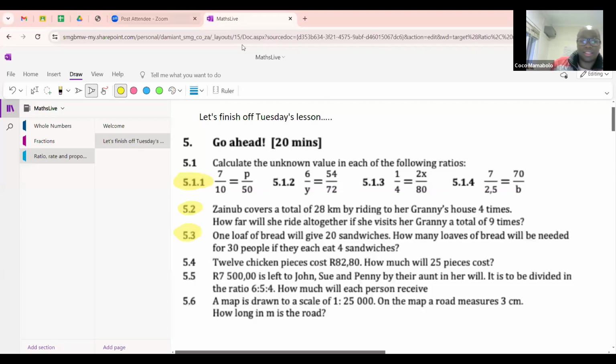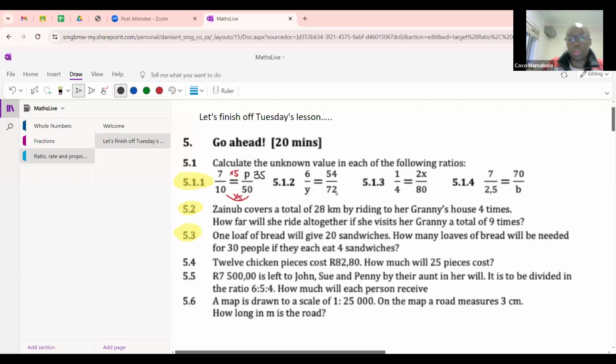Hello, ma'am. Okay. So for 5.1.1, I got 35 because 10 times 5 would give you 50, and what you do to the bottom, you must do to the top. Exactly, good. So if I times by 5 at the bottom, I must also times by 5 at the top. Absolutely. So that gives me 35. All done. All right, good.